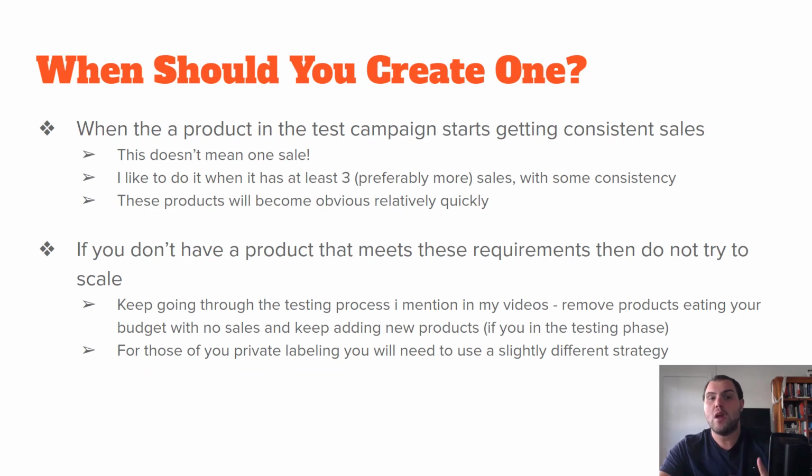So when should you create one? As I said, it's when the product starts doing well. What do I mean by that? When a product in the test campaign starts getting consistent sales, that's when you want to put it in. I don't mean just one sale. One sale could be a fluke, could be anything. It doesn't prove anything. I have to explain this a lot, guys, but it's basic maths. Google the term statistical significance to understand this more. You need to understand statistical significance.